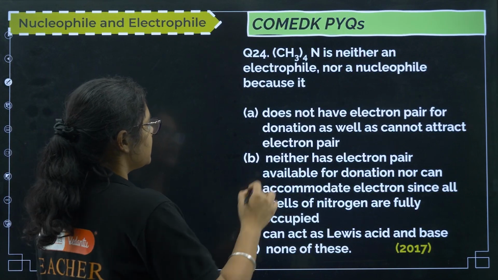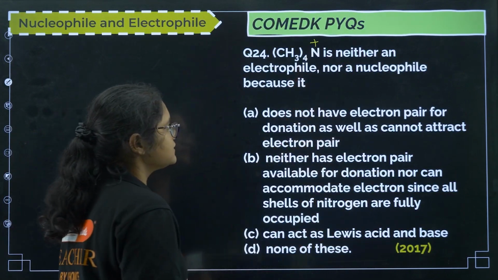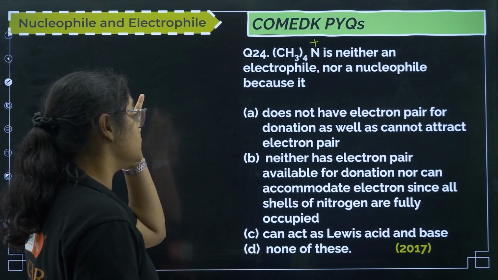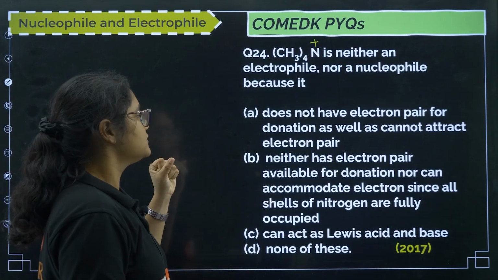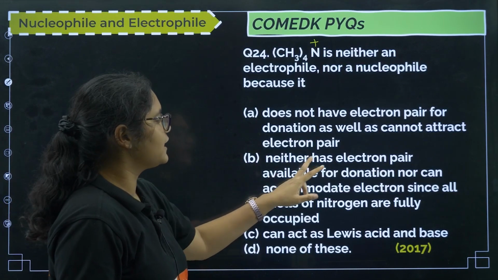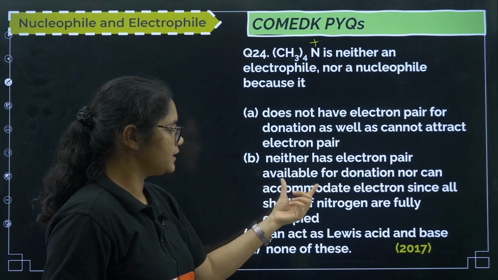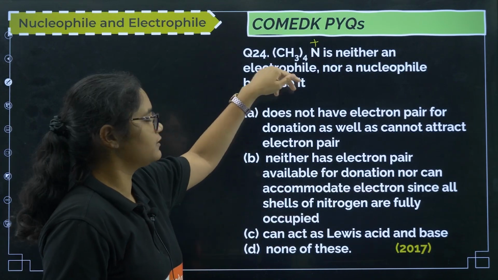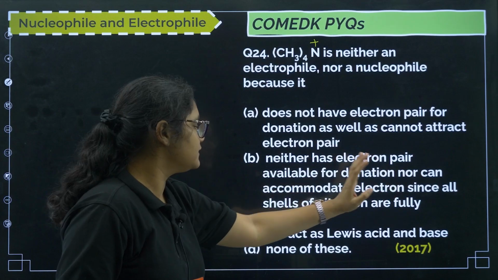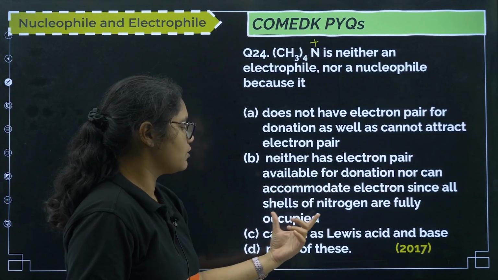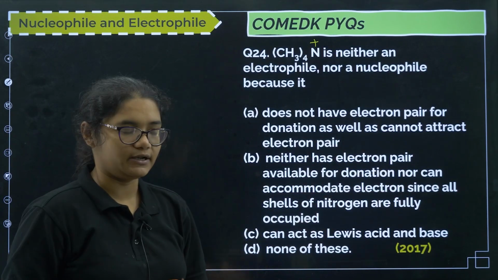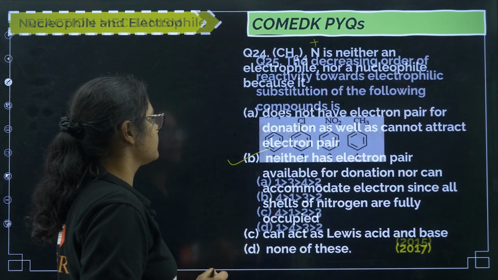Next, (CH3)4N+ is neither an electrophile nor a nucleophile because, you can see, it has no electron pair available for donation, since it is already forming 4 bonds, and neither can it accommodate electrons, since all the shells of the nitrogen are fully filled. So option number B here.